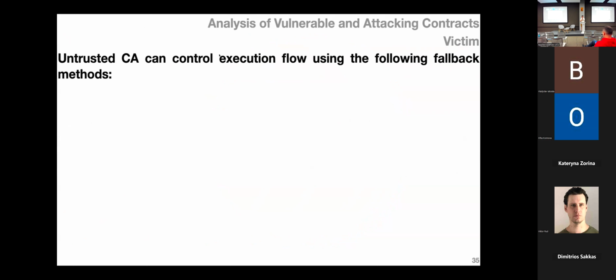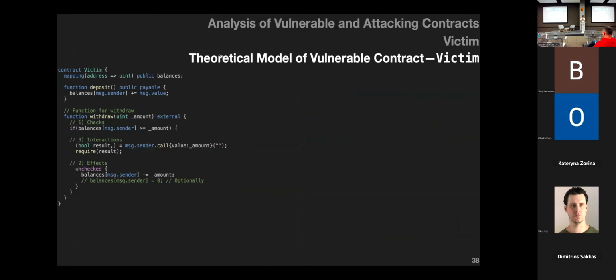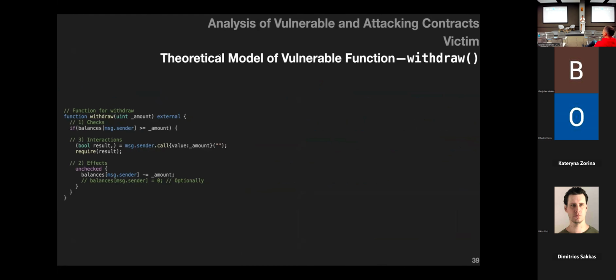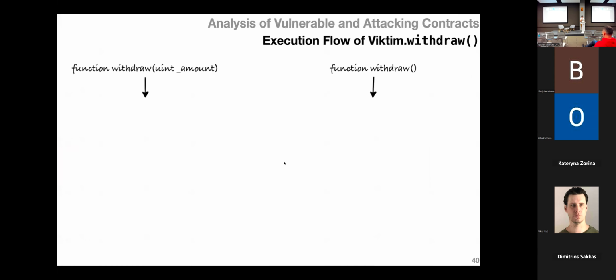An untrusted contract can control execution flow through its fallback and receive methods. I have created a theoretical model of a vulnerable contract called victim. The main component of the vulnerability is the withdraw function. Let's look at the execution flow of withdraw step by step.